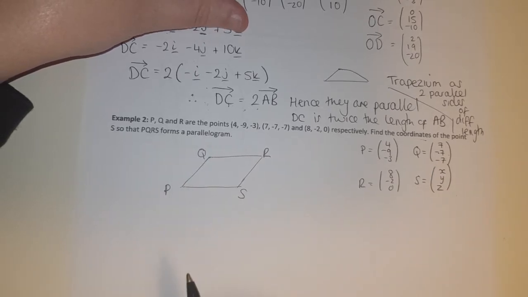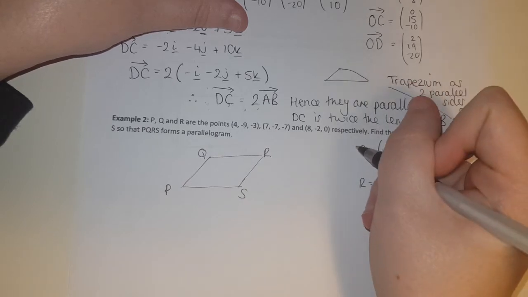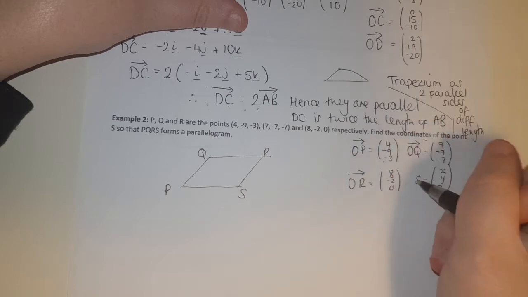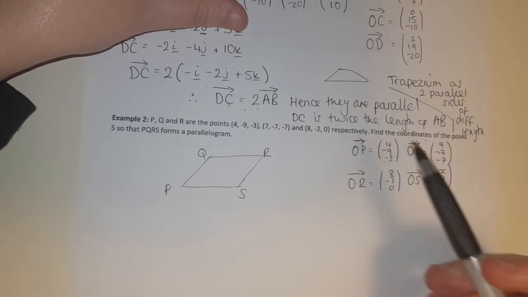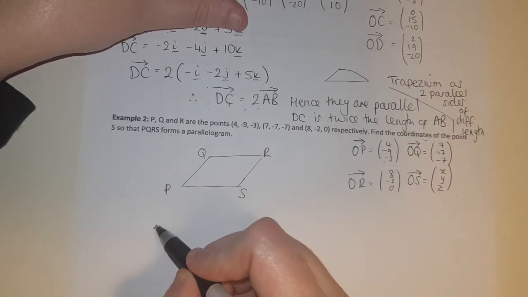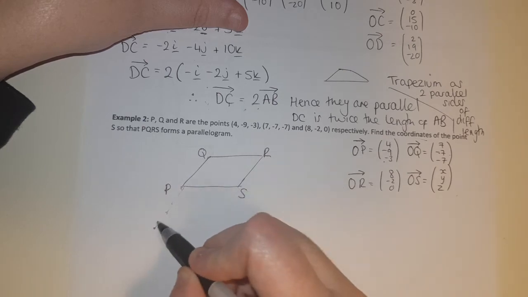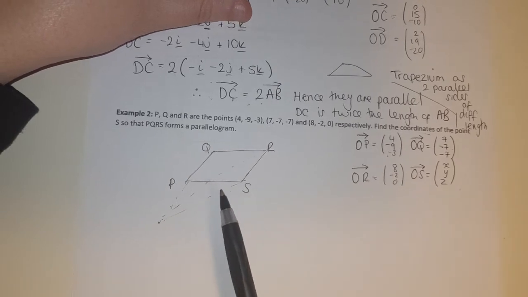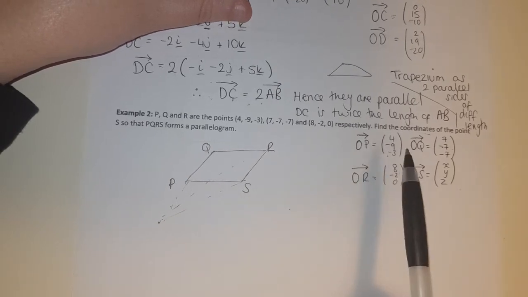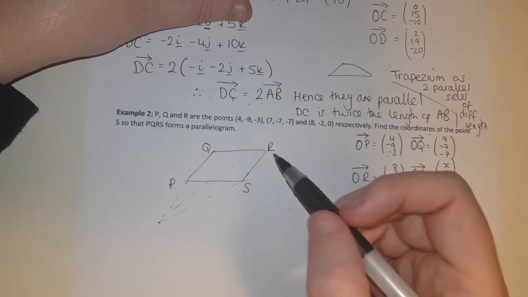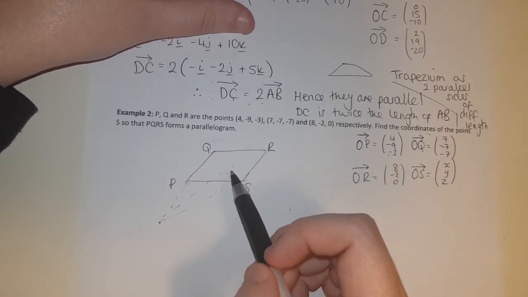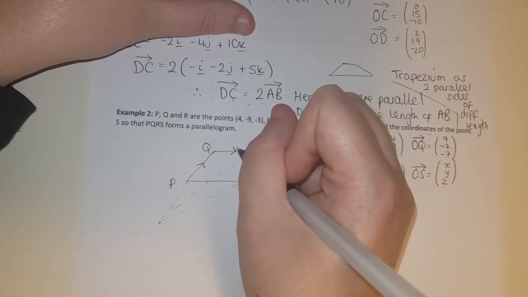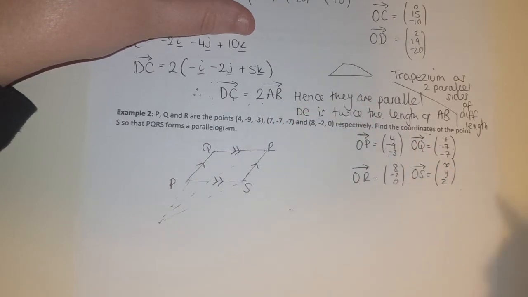Now, if you think about it, these are OP, OQ, OR, OS, because remember the vector is from the origin to each one of our points, each one at a time. If we want to get from one point to another, go back to the idea that we've got a parallelogram. So I've got that side and that side have to be parallel and the same length. That side and that side are parallel and the same length.